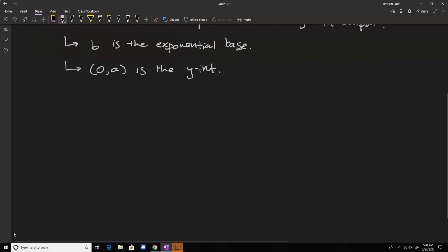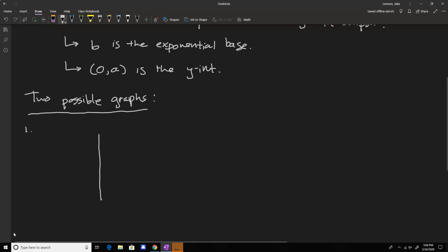So we have two graphs that can result from this as a function. Two possible graphs. So what do those graphs look like? Well, there's two cases, one known as exponential growth and one known as exponential decay. If you have your xy axes here, exponential growth looks something like this. It tends towards 0 to the left and explodes upward to the right. So this is exponential growth.